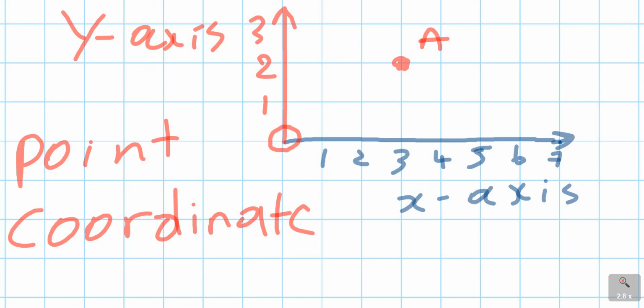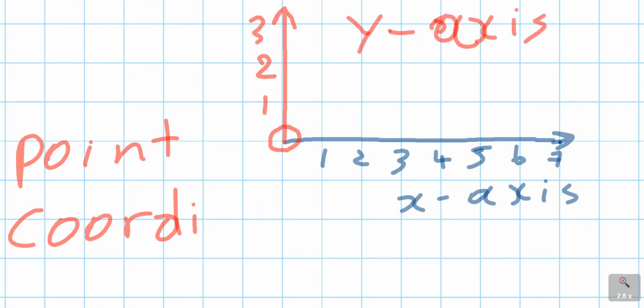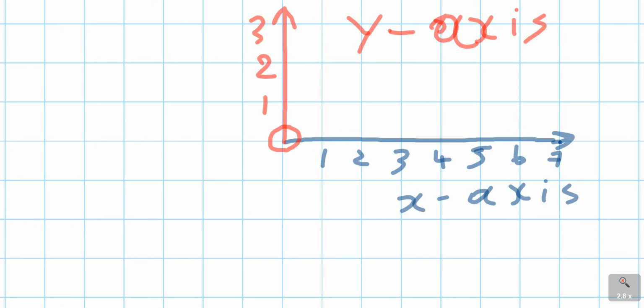But this is not the entire Cartesian plane. This is just a part of it. This is just like 50% of it. And so we're going to finish the other 50%. That's very simple. And so how do we continue with the Cartesian plane construction?